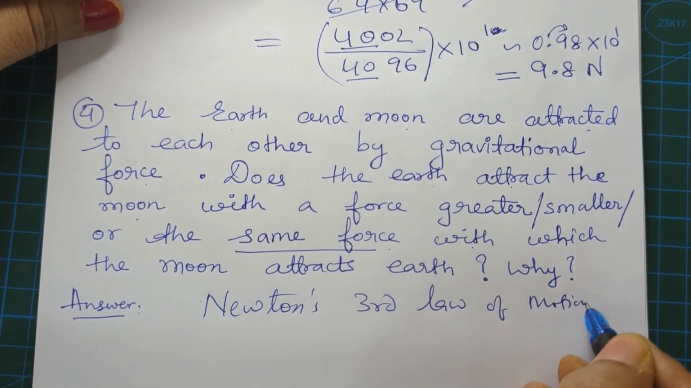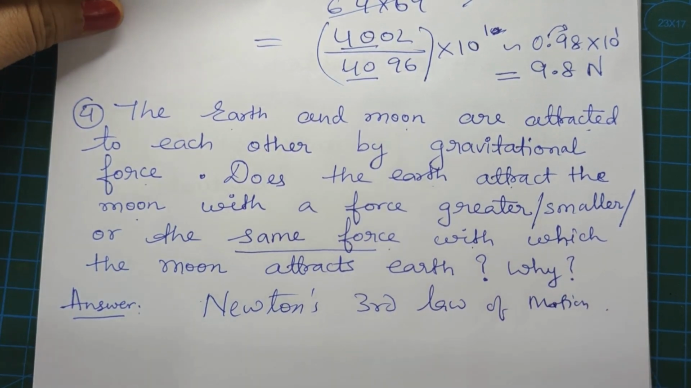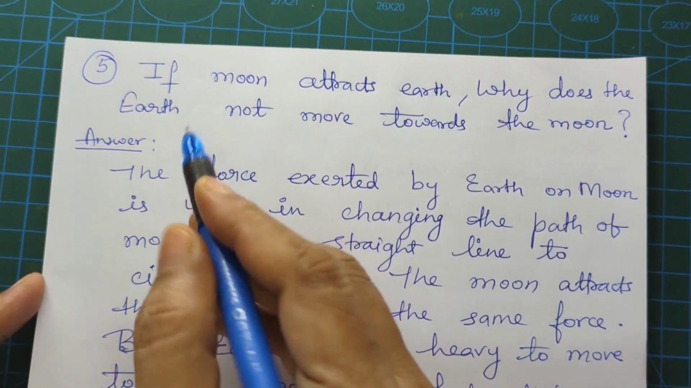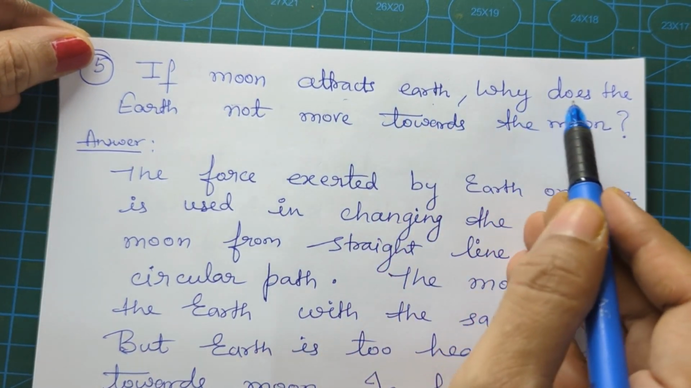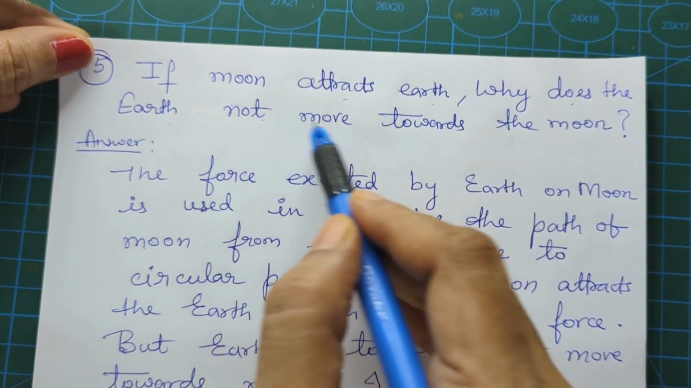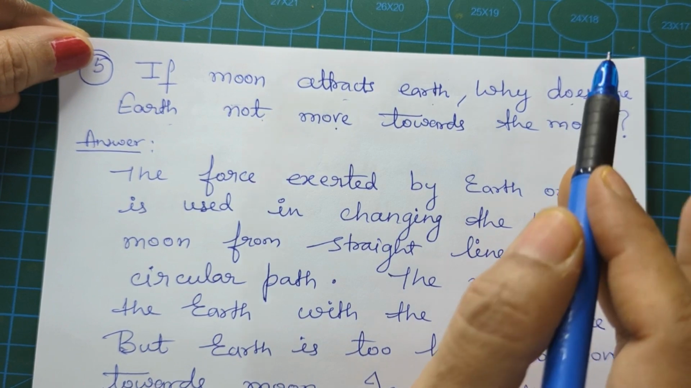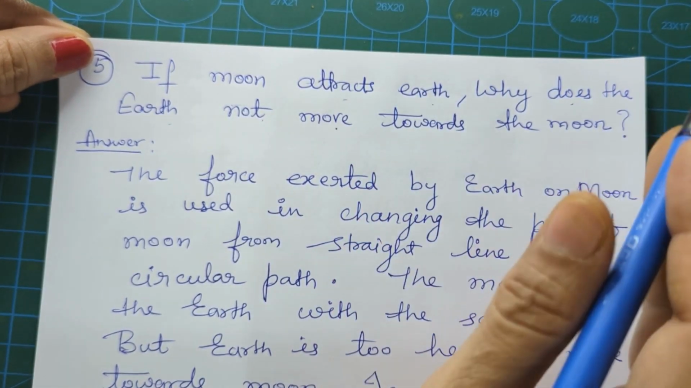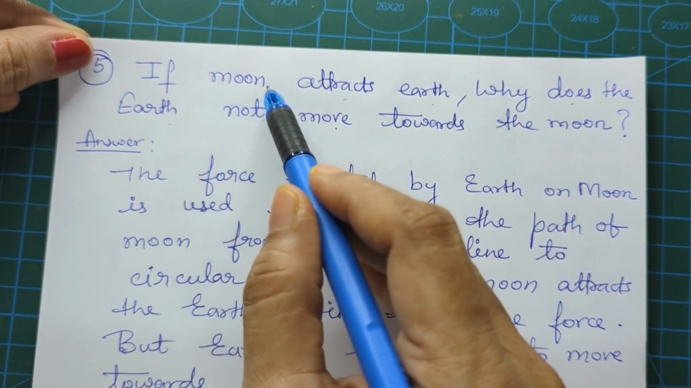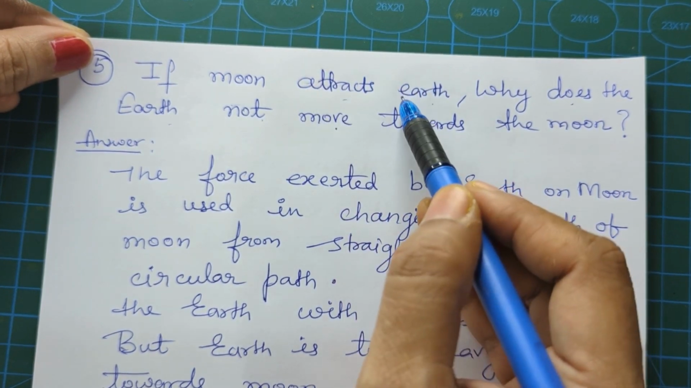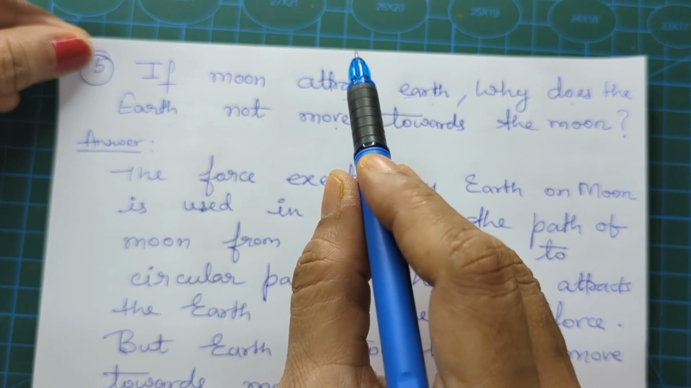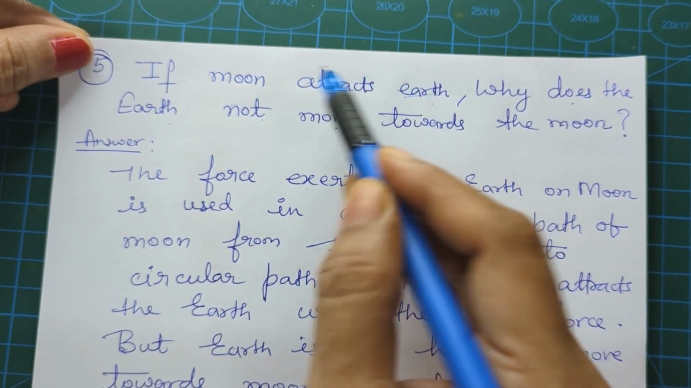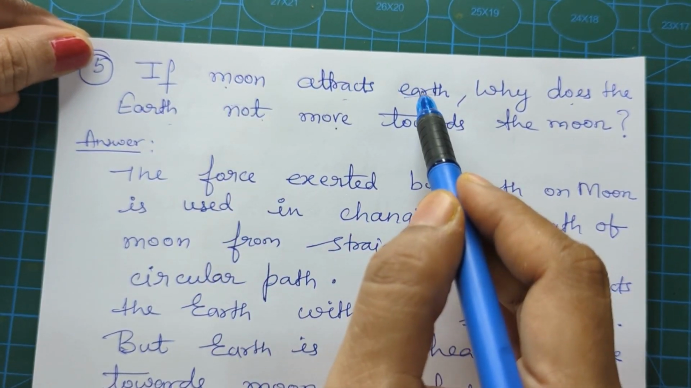So we can write it as Newton's third law of planetary motion also we can say. Now the fifth question, if moon attracts earth, why does the earth not move towards moon? The point is by Newton's third law, with what force earth attracts moon towards its center, with equal magnitude opposite direction force the moon attracts earth towards its center.